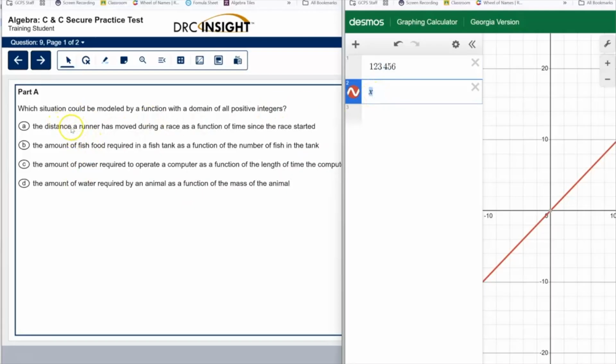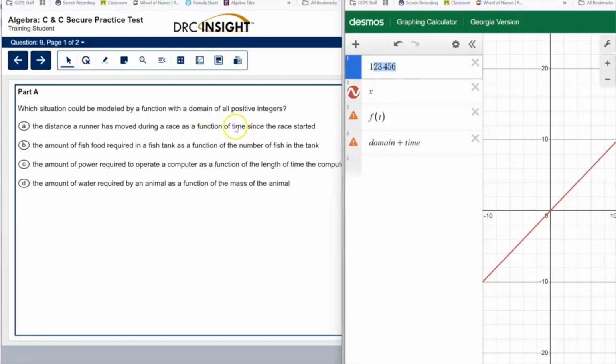A distance, the distance a runner has moved during a race. So I'm running a race, and the distance I move is a function of time. Remember, we've talked about ninth grade function notation: as a function of time means time is my x variable and distance is my y variable. So time is my x, distance is my y. All I care about, my domain, is my time, and what I'm looking for is positive integers.